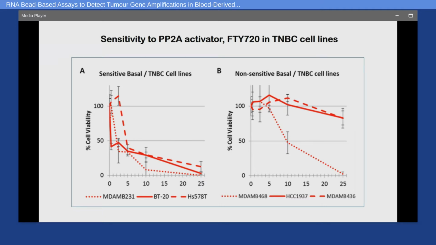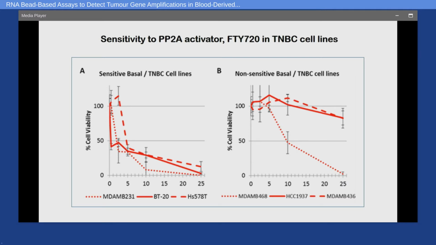And you can actually appreciate that these three cell lines in figure A show that you can reach the IC50 at very low dosages of FTY720, two of which even less than 1 micromolar, whilst the TNBC cell lines in figure B show that they are not sensitive to FTY720. With one of the cell lines, an IC50 is reached at 10 micromolar FTY720. So basically here we can see that there are TNBC cell lines that are sensitive and those that are non-sensitive, and we studied further these 6 cell lines as 2 groups.